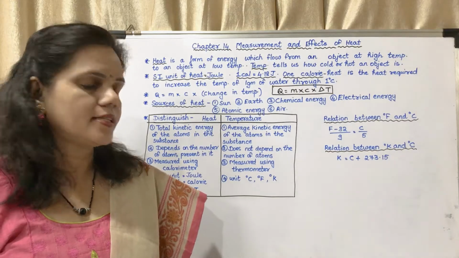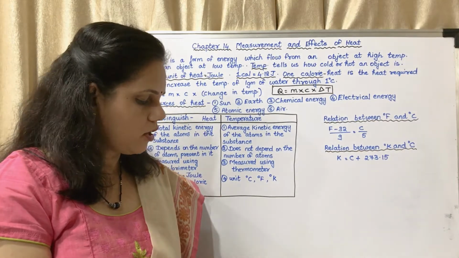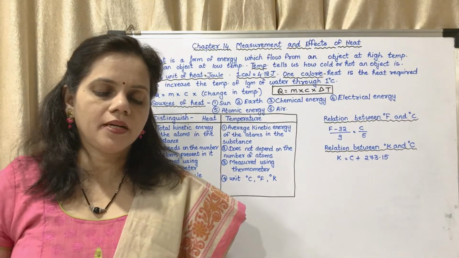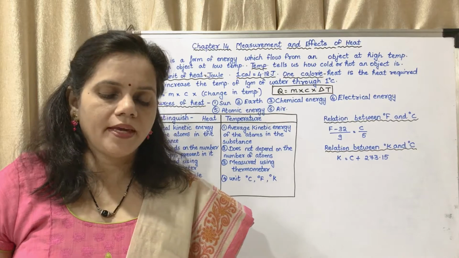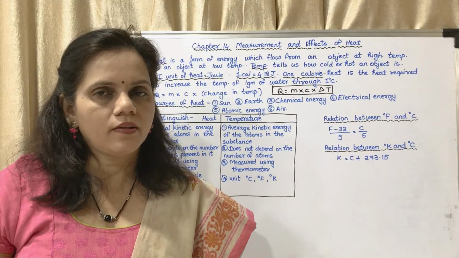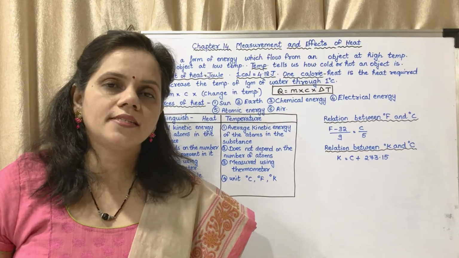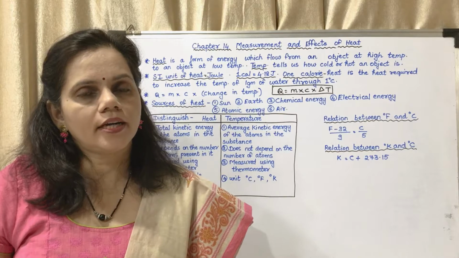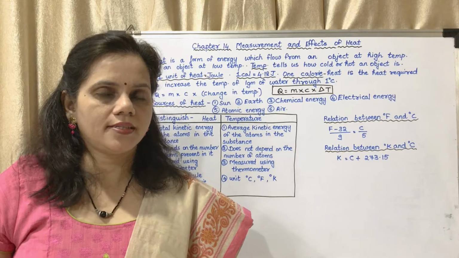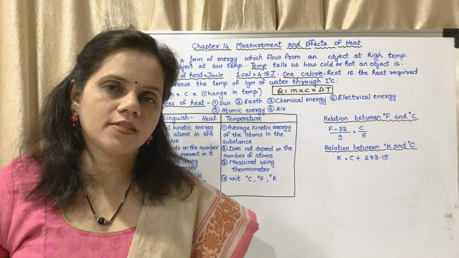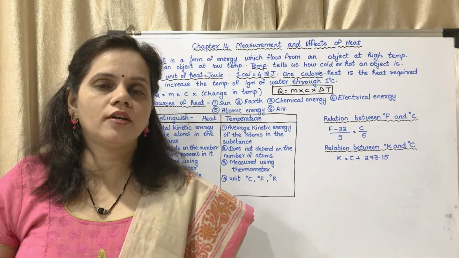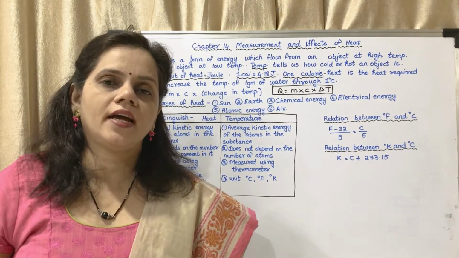Now we will discuss the activity which is given on page number 96. You have to take three similar vessels. Let us call them A, B and C. In vessel A, take hot water. In vessel B, take cold water. And in vessel C, mix hot water and cold water. Dip your right hand into vessel A and your left hand into vessel B. You will feel your right hand hot and your left hand cold.